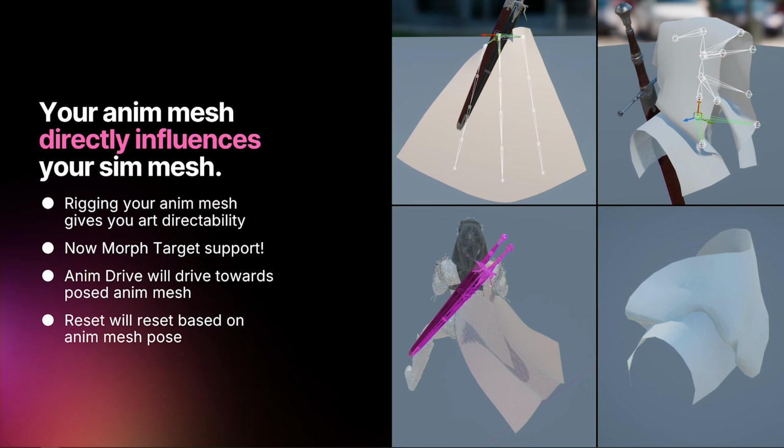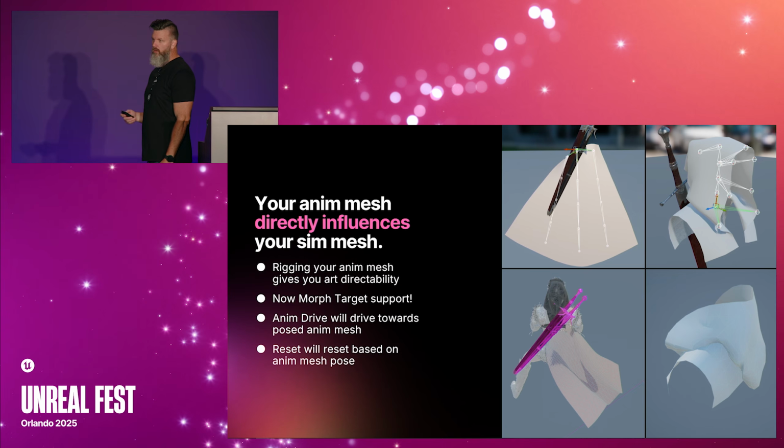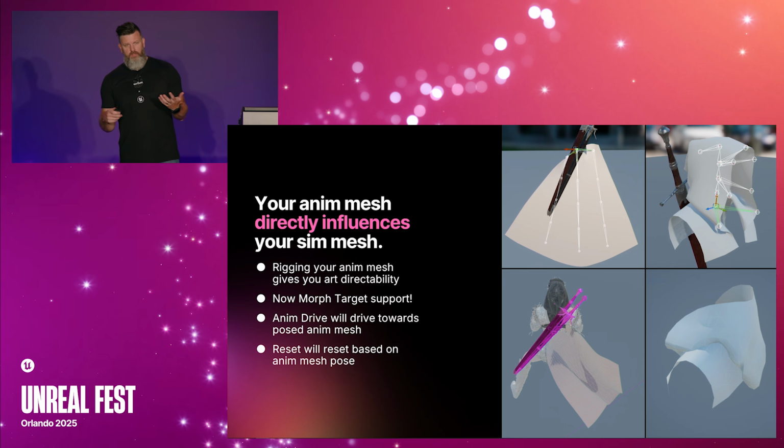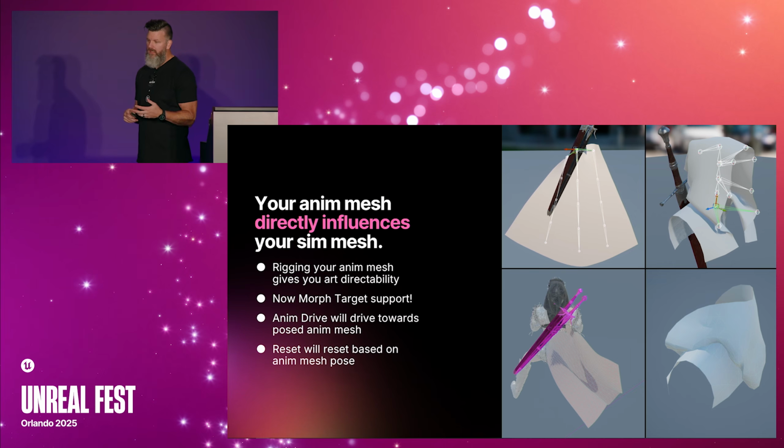So you can influence the sim mesh by rigging and posing the anim mesh, basically giving you art directability. You can see here the pretty basic rig set up in the anim mesh, and you could go as crazy as you wanted, but you don't have to have it. But again, that gives you the ability to art direct and guide the simulation a bit more.